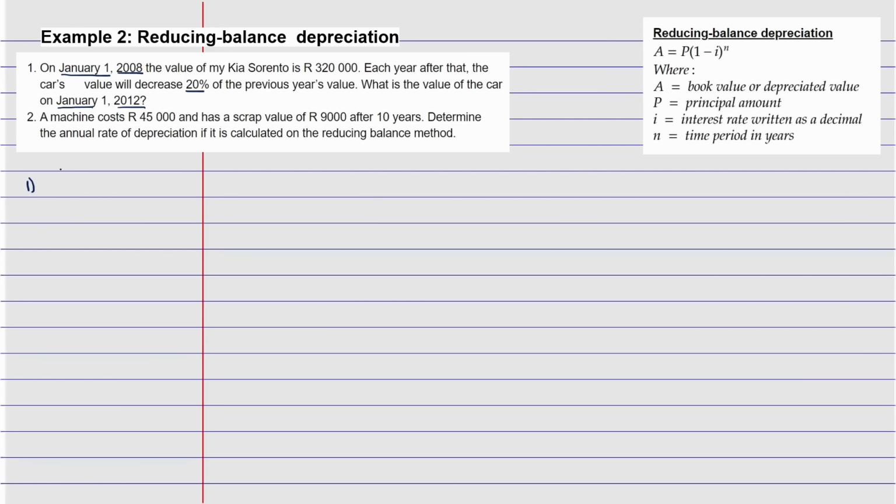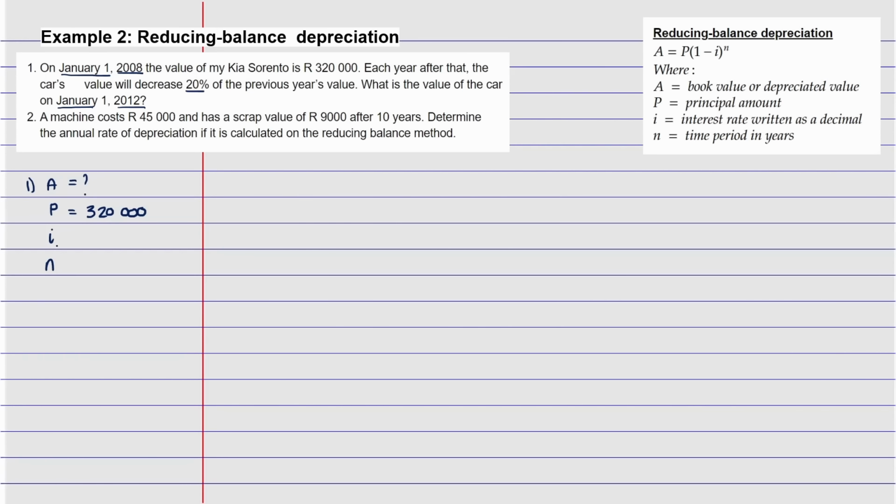So now let's write all the information that we have. We have A, P, I, and N. Since they want the value in the future, we're looking for A here. Our P value, the amount the car was bought for, is 320,000. So that's how much the car cost in 2008, and now we're looking for the value of the car in 2012.